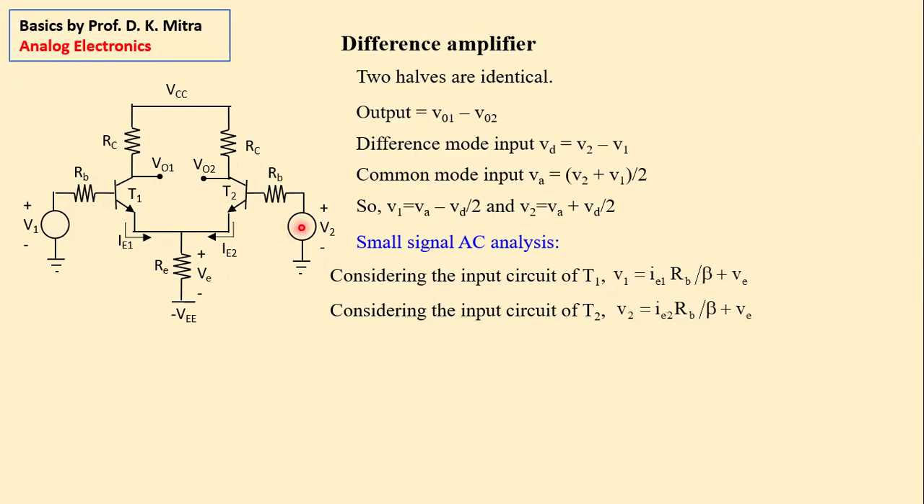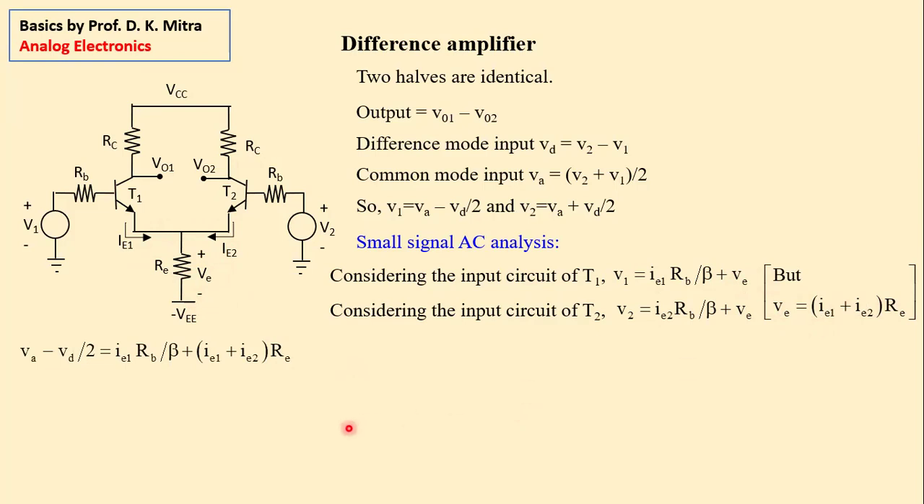What do you find? V2 is equal to IE2 RB by beta plus VE. So these Kirchhoff's voltage laws are fine. Then what is VE? VE is equal to IE1 plus IE2 into RE, because both emitter currents are flowing through RE. So this is the value of VE, right? So this VE should be replaced by this value.